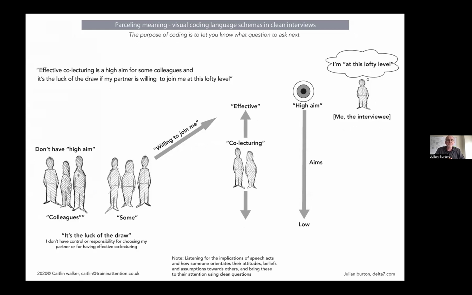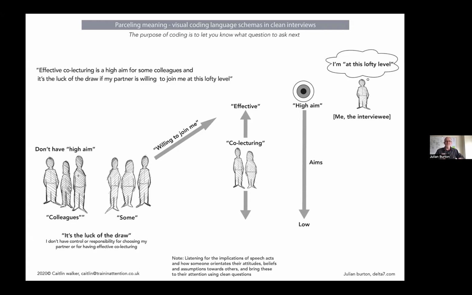Yes. So this is parceling out the meaning. The linear words are, effective co-lecturing is a high aim for some colleagues, and it's the luck of the draw if my partner is willing to join me at this lofty level. As I hear those words with a clean modeling head, it gets as far as effective co-lecturing is a high aim. So there's a thing called a high aim. And for some colleagues, there's some things called colleagues, but not all colleagues. So I hear the structure implied in that sentence, the deep structure implied by the surface structure, if I used a generative linguistic way of thinking about it.